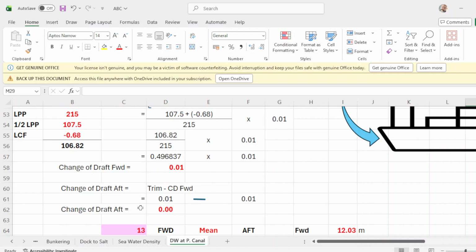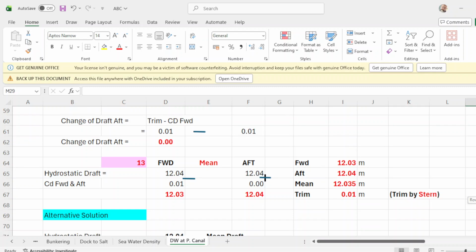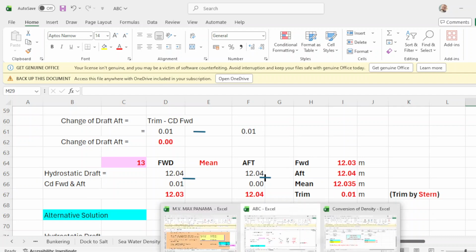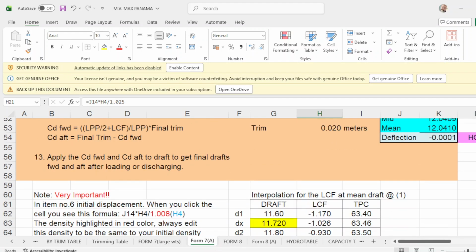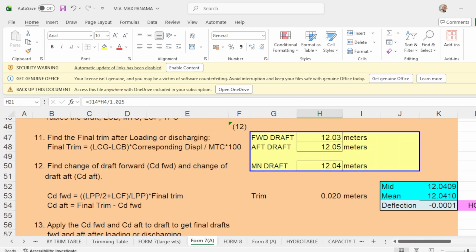Then you look for the change of drop up, which is trim minus change of drop forward. Your trim is 0.01 minus your change of drop forward, which is 0.01. So your change of drop up will be 0. And that will be the same here. Change of drop, same here.